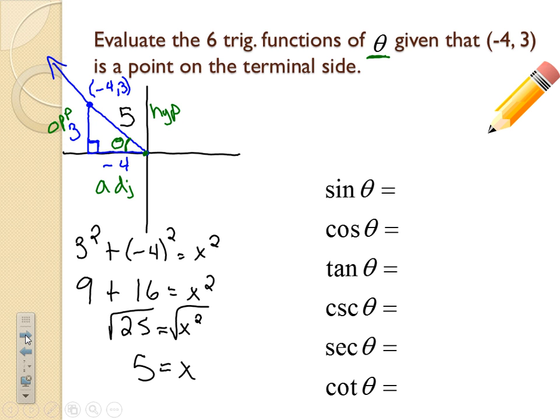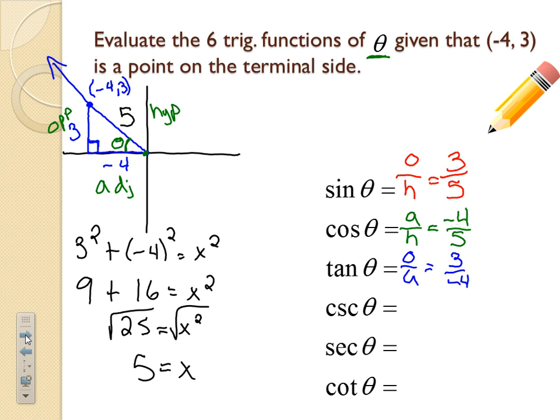So when we're doing this, sine is opposite over hypotenuse. So the opposite of this is going to be 3 over 5. Next one we have is cosine. Cosine is adjacent over hypotenuse. So we're going to have negative 4 all over 5. Now we have tangent, which is opposite over adjacent. So 3 over negative 4.